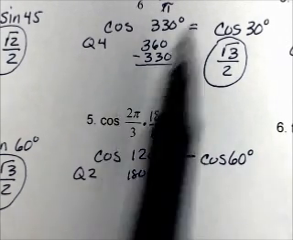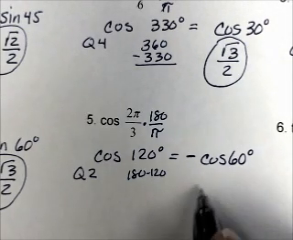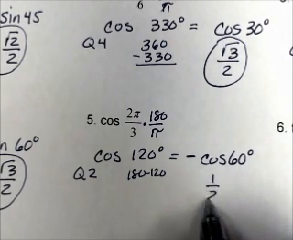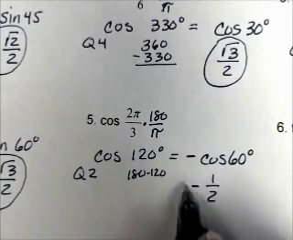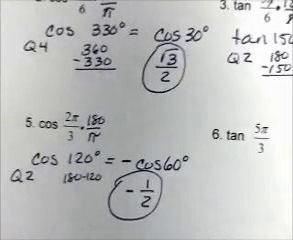Cosine of 60, looking up at the table, or your special right triangle, whichever one you prefer, that is the square root of 1 over 2. The square root of 1 is 1, so that's simply 1/2. And don't forget, let's bring down the negative. So negative 1/2 is the exact value.